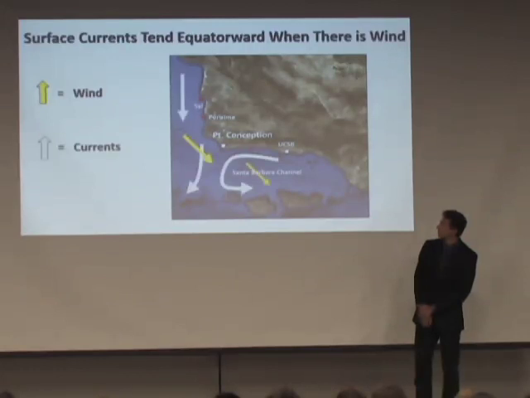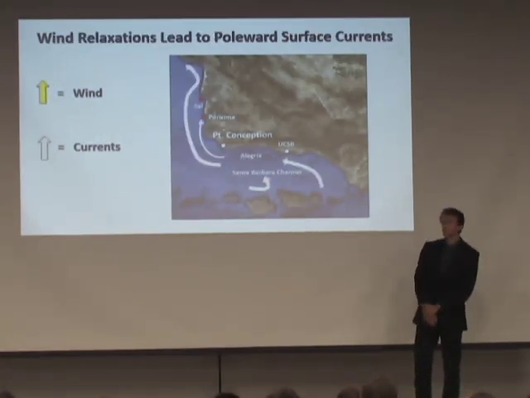And when this happens, we see the shift from when the winds are normally blowing, where we see predominantly equatorward currents, to when there's no wind, a complete reversal of the currents in the area, where they originate in the Santa Barbara Channel and move poleward around Point Conception. And it's not intuitive why this occurs at first glance.